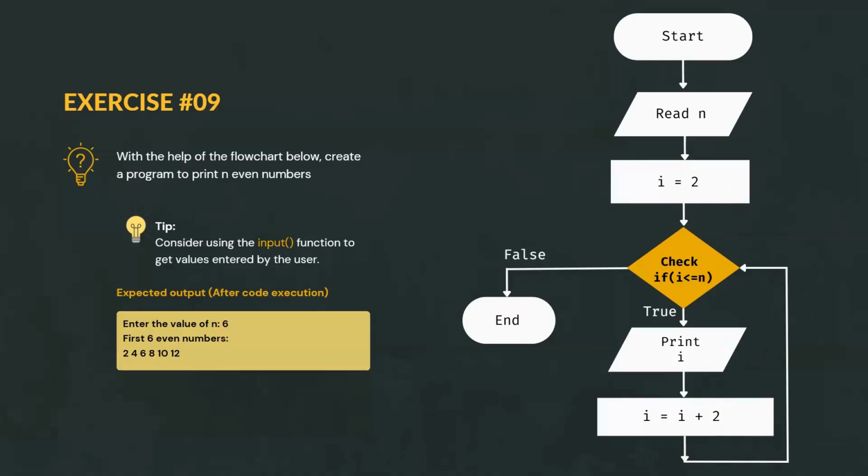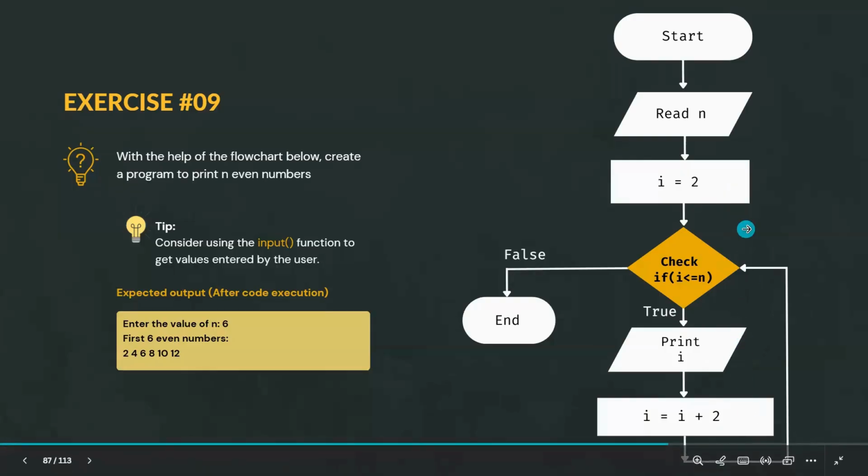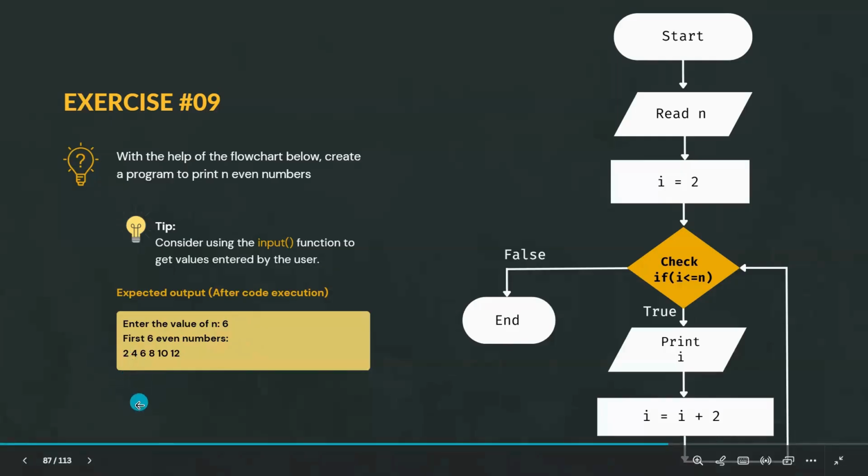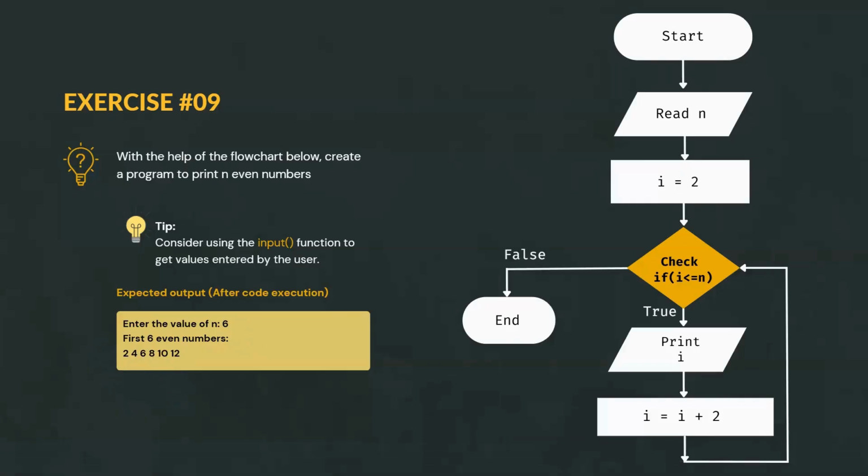It's like saying keep adding two and printing the number until we have reached the count of numbers that the user wants. For example, if the user gave the value 6, it will give you the first 6 even numbers. That means it will add 2, six times: 2 plus 2 plus 2 plus 2 plus 2 plus 2. Simple, right? Now let's write the Python code to make it happen.